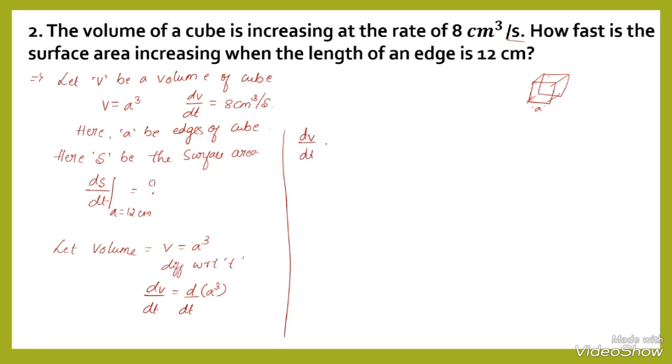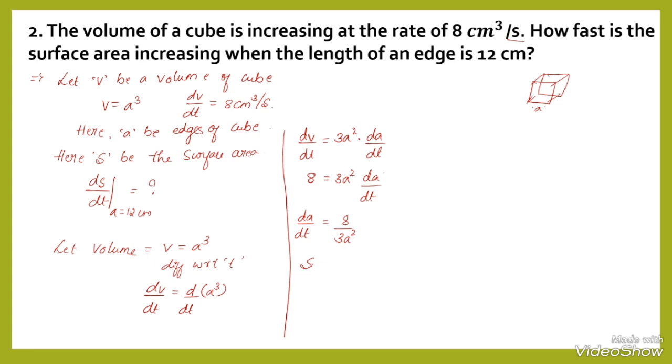Now, for dV by dt, I can differentiate the equation with respect to t. Differentiation of V gives 3a square into dA by dt. I can substitute dV by dt, that is 8, so 8 equals 3a square dA by dt. We want dA by dt, so taking 3a square to the left side, it becomes 8 divided by 3a square.